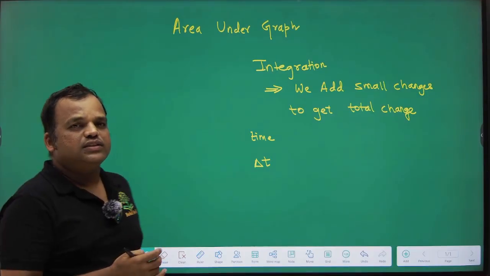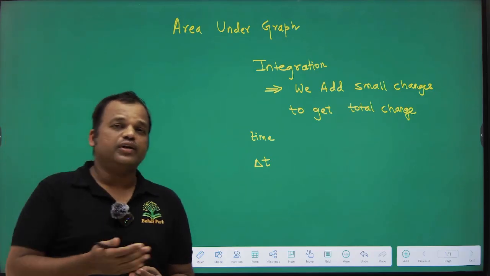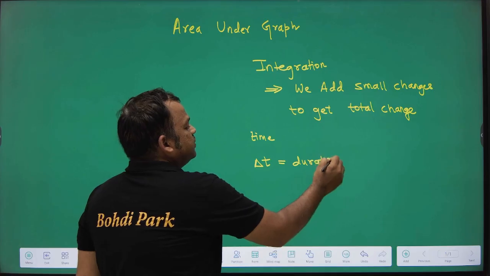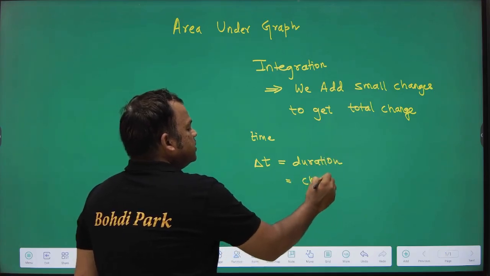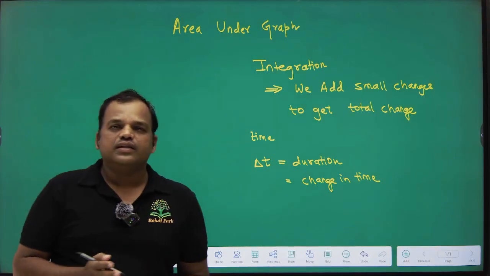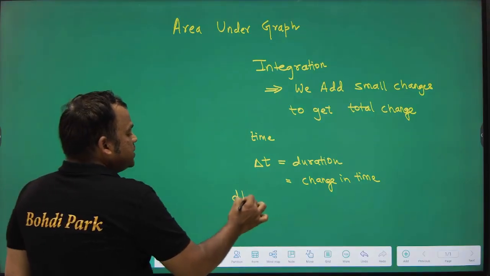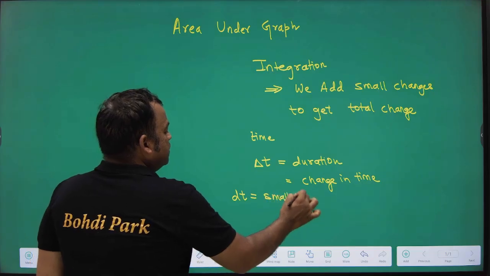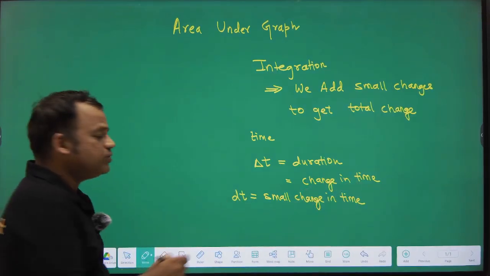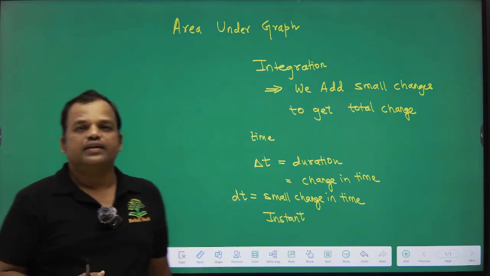This delta t can be 1 second, 0.5 second, 2 second, 3.2 second. This is known as duration, or change in time. Time is increasing, but when we say a small change in time, it is dt. This is a small change in time, and it is also known as instant. Dt is known as instant.